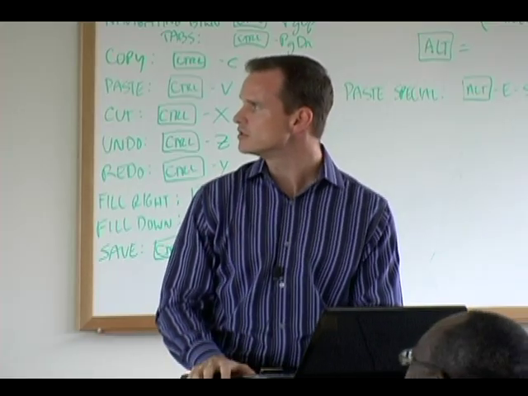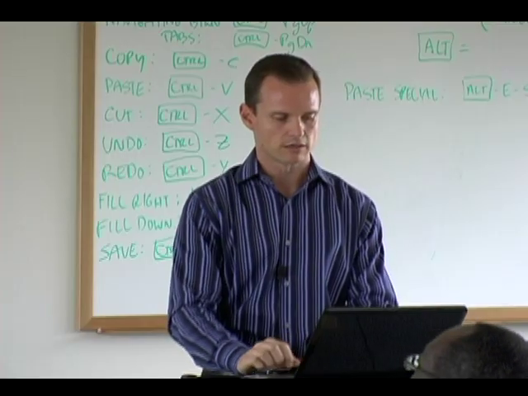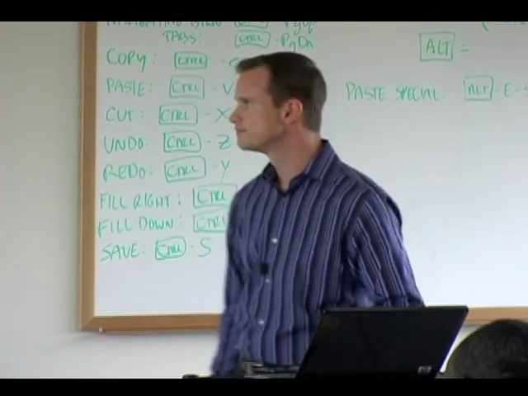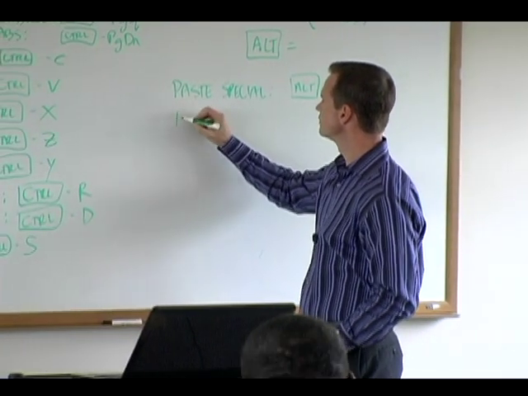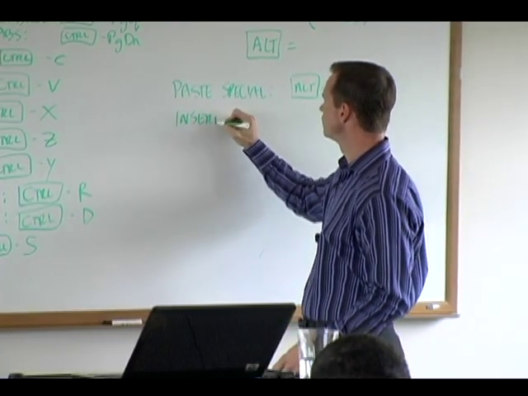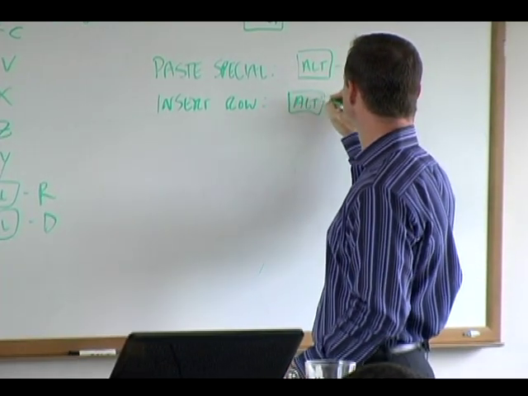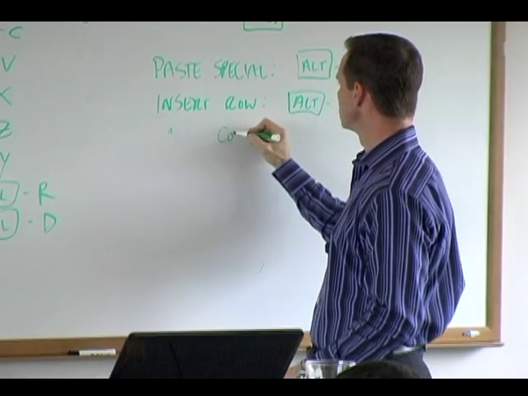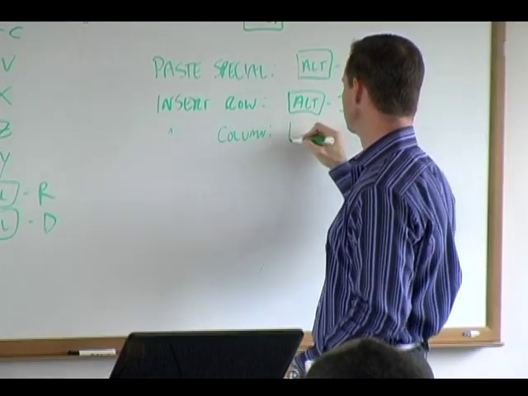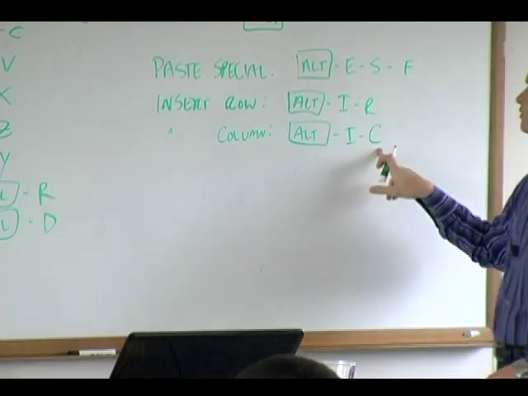First thing I want to do is insert a row. The shortcut for that is Alt-IR. Okay, insert row. Alt-IR. You can also insert a column. I'm not going to need to do that today. But if you ever need to, Alt-IC.